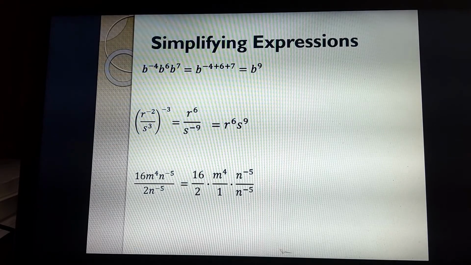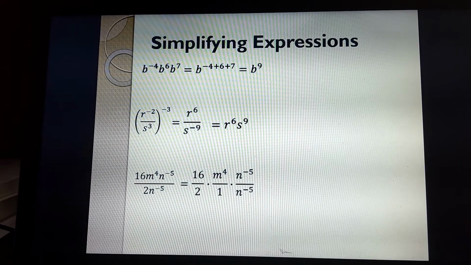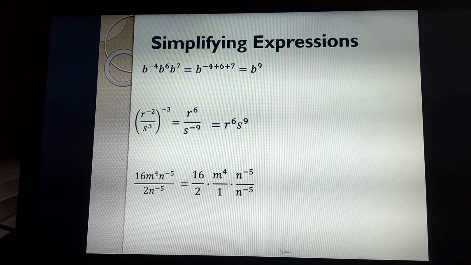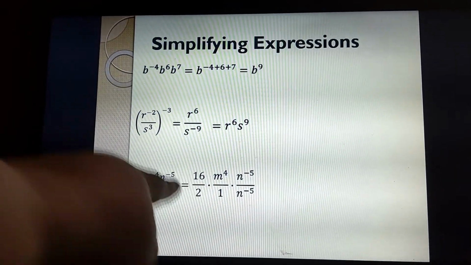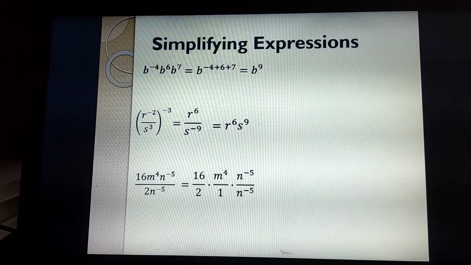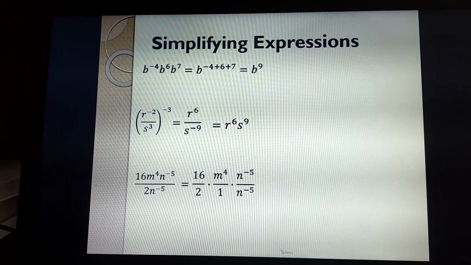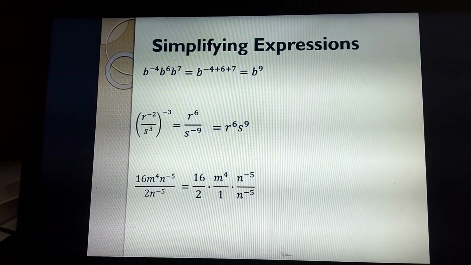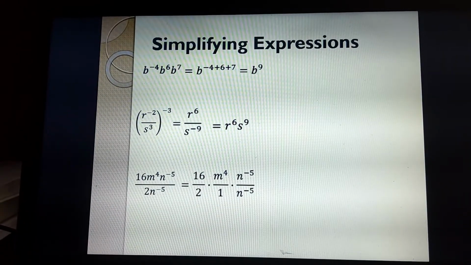Now basically I've got 3 different problems, and I'm going to do each one of those problems separately, then stick them back together. So I'm going to tackle the 16 over 2. What is 16 over 2? It's 8. Then I'm going to look at the m to the 4th over 1. That's just m to the 4th. That doesn't change at all.